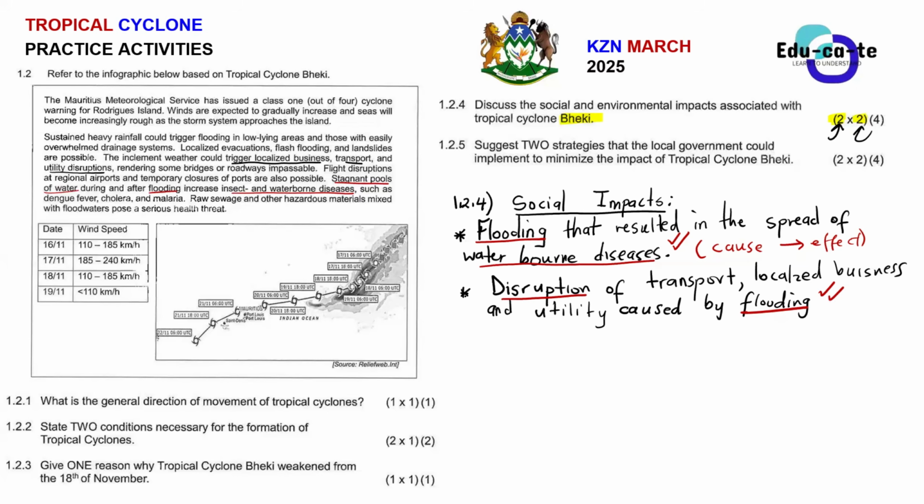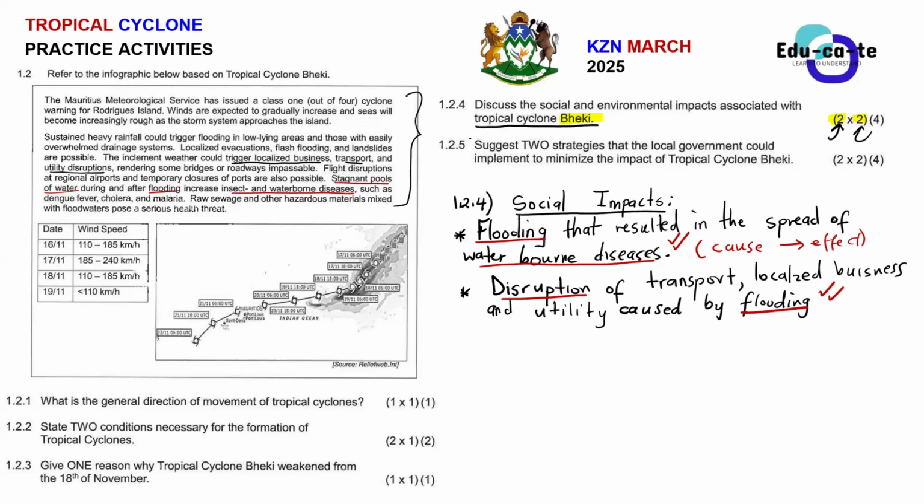Okay, for this one, guys, they gave you already. You need to use them. That is why when they ask the question, they say the social and the environmental impacts associated with the tropical cyclone Peggy. But if they didn't give you this case study, the way that they would ask this question, they would just say discuss the social and environmental impacts associated with a tropical cyclone, just in a general way. That's when you can bring any other impacts that you can think of.